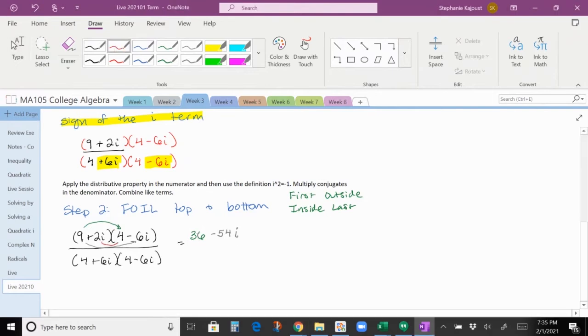So inside is 2i times 4, so that's 8i. And then last terms, 2i times negative 6i, so that's negative 12i squared.